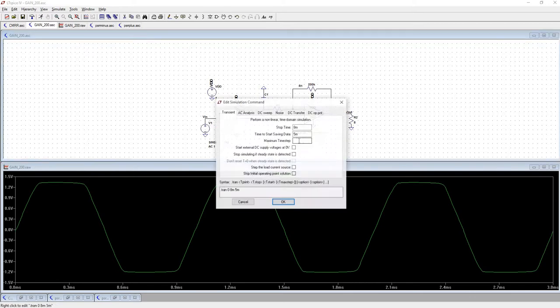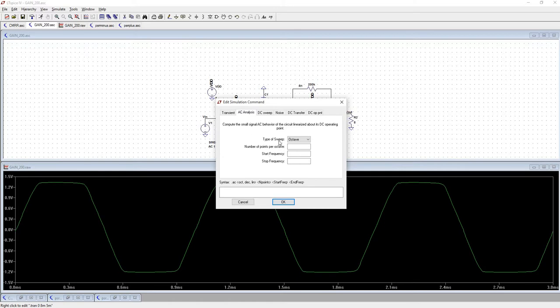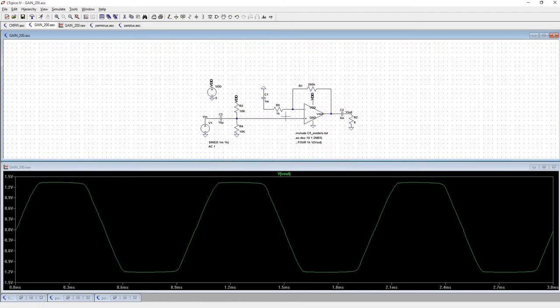Now I'm going to click on the .tran and change this to an AC analysis. I'll do a decade, number of points per decade, I'll do 10, starting frequency of 1, and I'll go out to, we'll say 2 megahertz. If I need to change it, go out a little bit further, I'll do that.